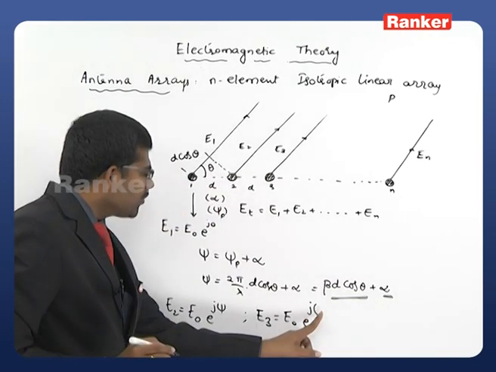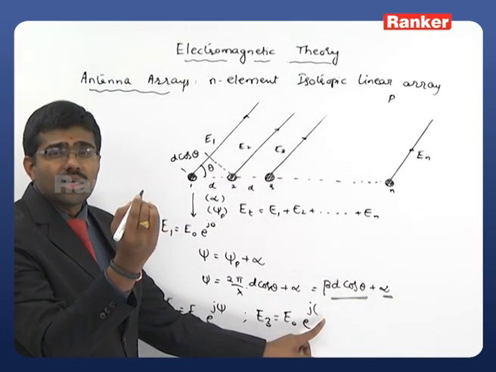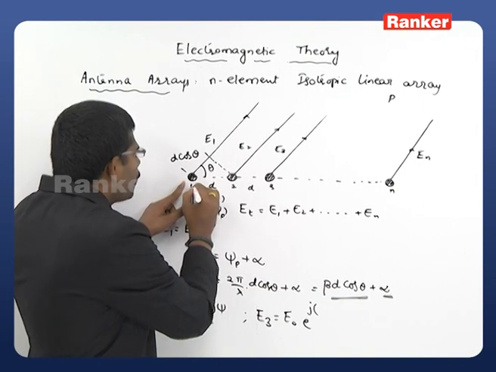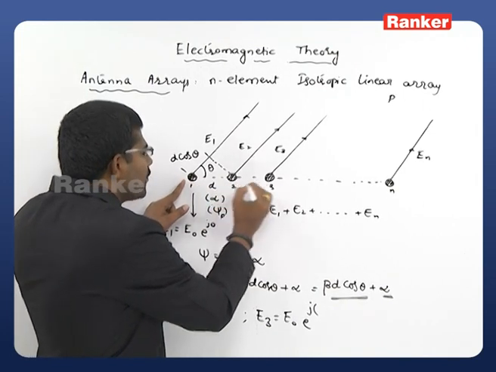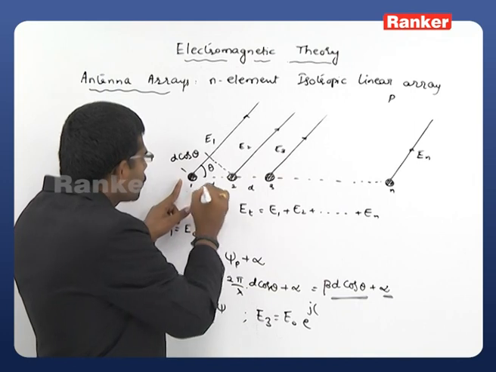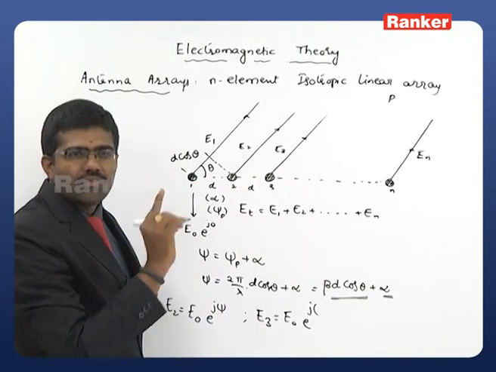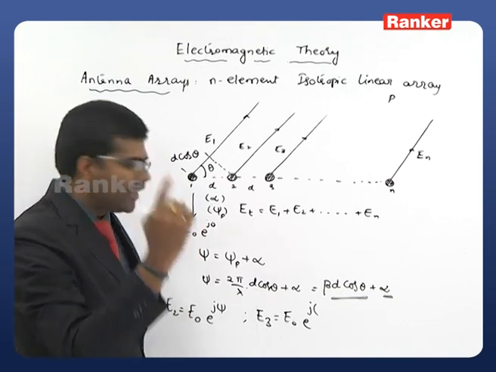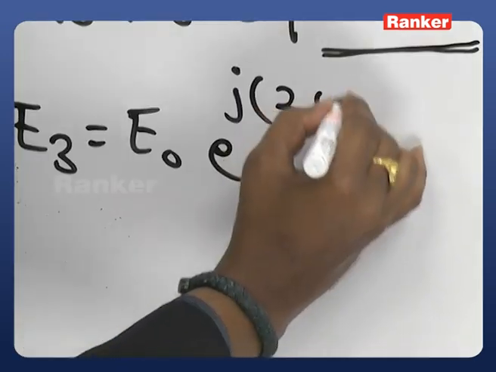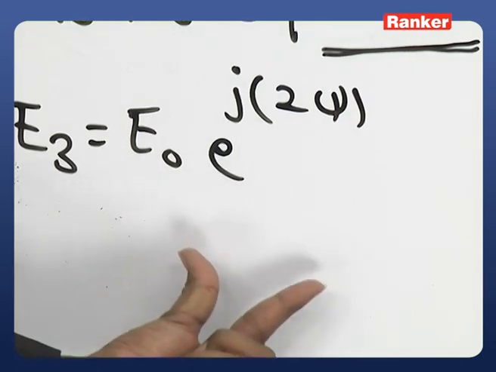So what is the total phase difference up to the third one? The phase difference between 1 and 2 is psi, and the phase difference between 2 and 3 is psi. So the total phase difference between 1 and 3 is psi plus psi, 2 psi. So the phase difference between the first element and the third element is 2 psi. This is what I can write.